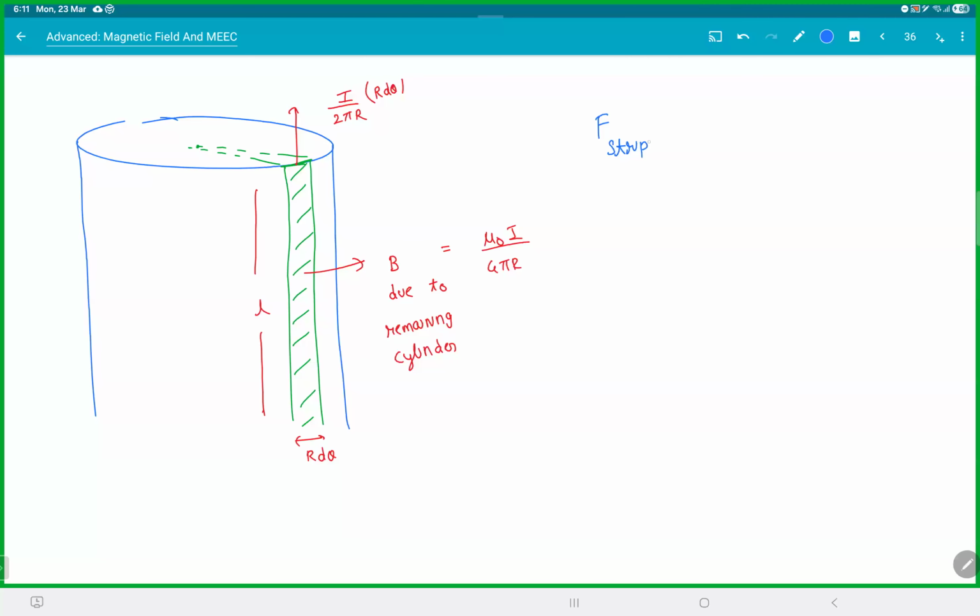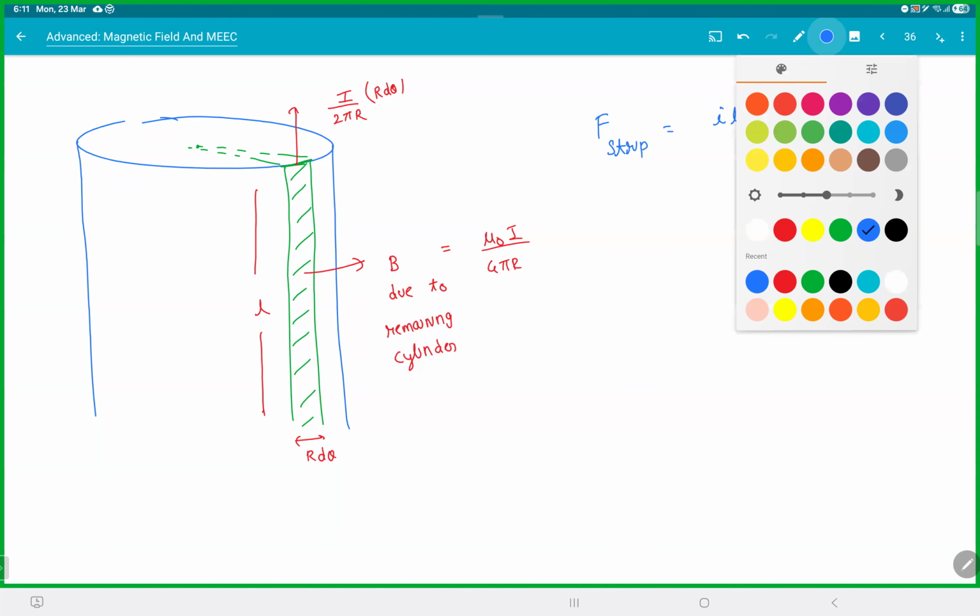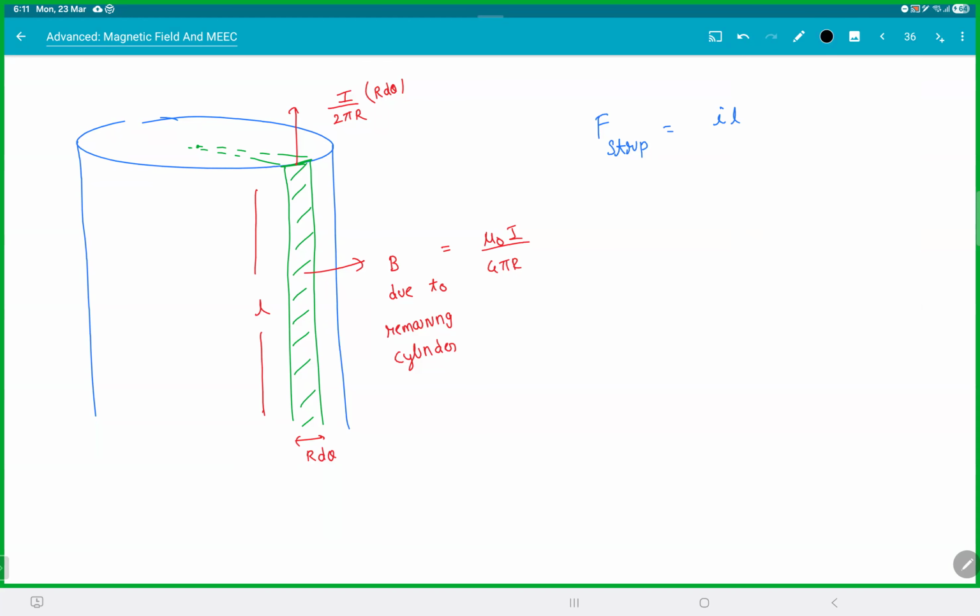So the force on this small strip is current L B. Now look at this thing. Current is going up. B is this way, and so the force will be which way? The force will be inwards. I hope you can see that IL cross B, the force is acting inwards.